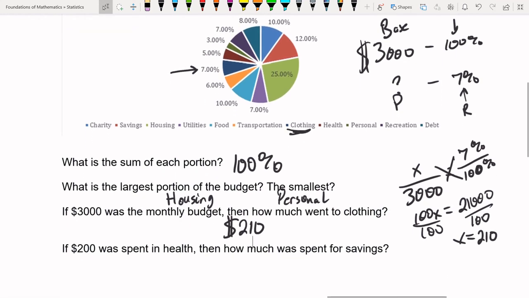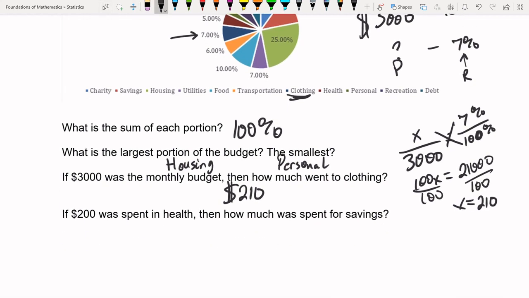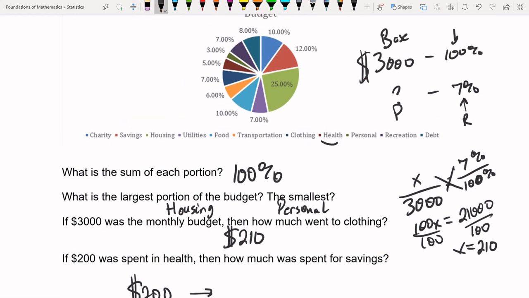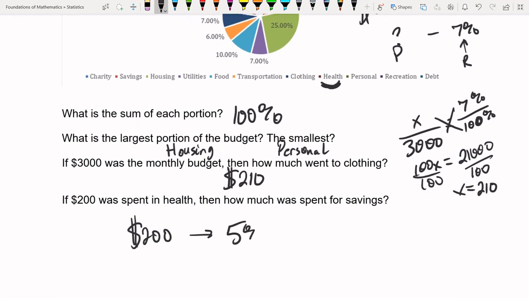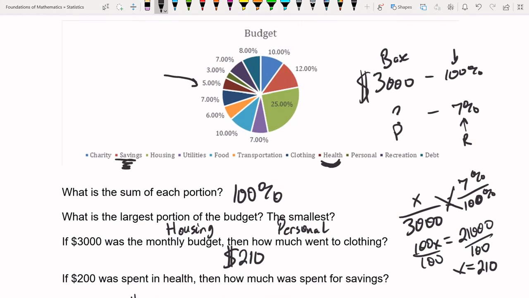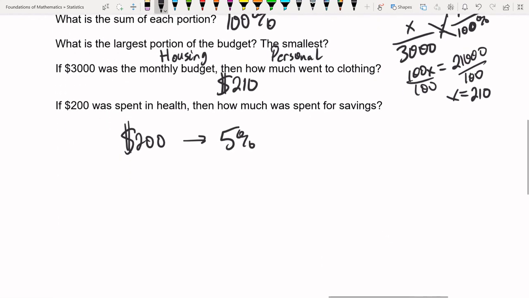Okay, now if $200 was spent in health, how much was spent for savings? So $200 was in health. Health is this right here, which is the 5%. How much was spent for savings? Savings is the red here. That's 12%. We don't know how much was spent in savings. We do know it was 12%.